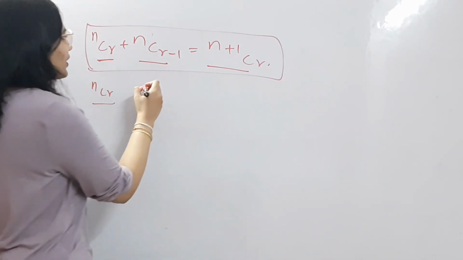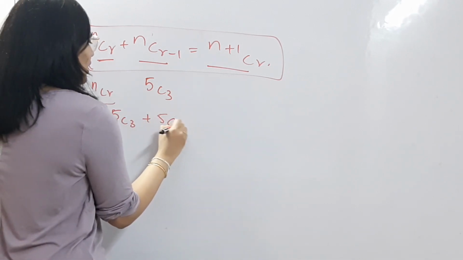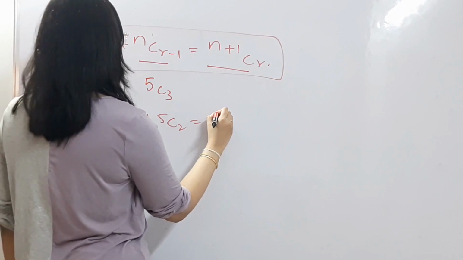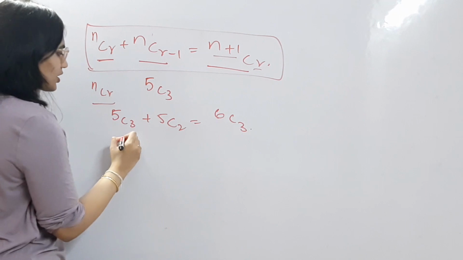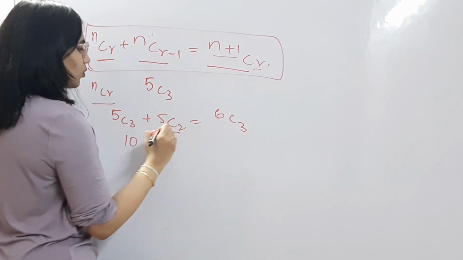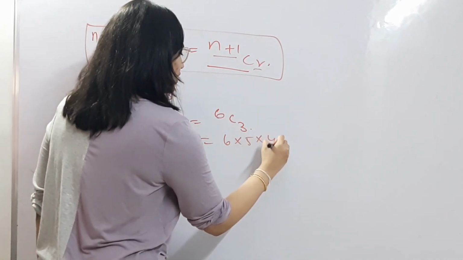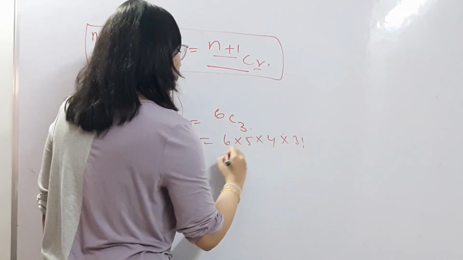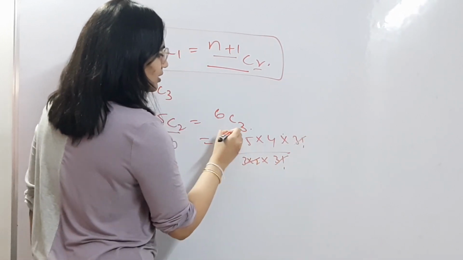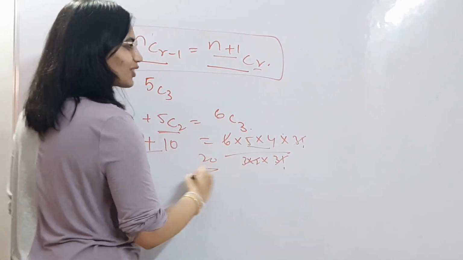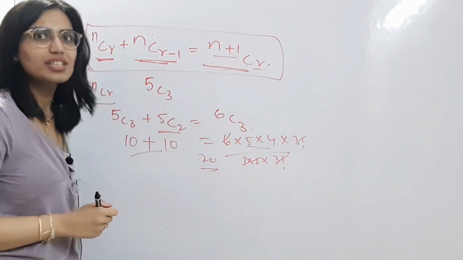Now let's try to take an example. Let's take 5C3 only, because we know the value of 5C3. Here r is 3, so 5C3 plus 5C2 is equal to (5 plus 1) is what? 6, and r is here 3. So what is 5C3? 10. What is 5C2? 10. Right. And what is 6C3? 6 into 5 into 4 into 3 factorial by 3 factorial into 3 factorial. This is cancelled. 6, 5 4s are 20. So can you say 20 is equal to 20? Yes.